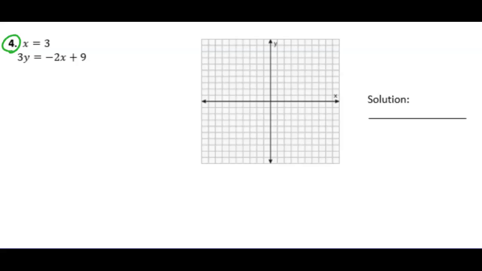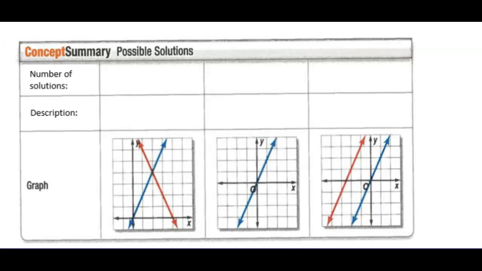Do this graph on your own and see if you get the correct answer. You should get a solution. And then I would like you to please fill this chart in. How many solutions do I have in this first problem? Well, I have one solution, right? How would I describe this? Well, it's an ordered pair, is my solution.